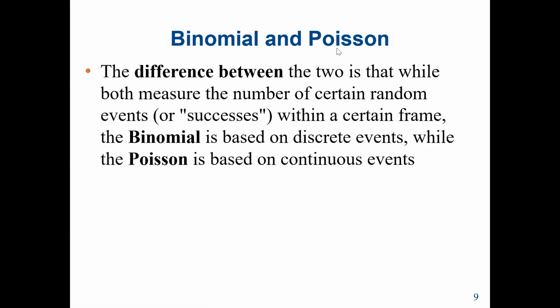Now with binomial and Poisson, we say the difference between the two is that while both measure the number of certain random events or successes within a certain frame, binomial is always based on counting. So it's a discrete event. How many planes will be late, or how many flights will be late at some certain period due to some certain condition. But Poisson is based on what? Interval events within some interval of time or area, etc. So Poisson is based on continuous events since it's based on an interval.